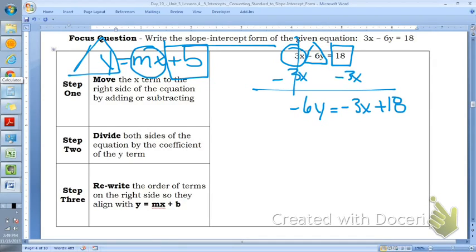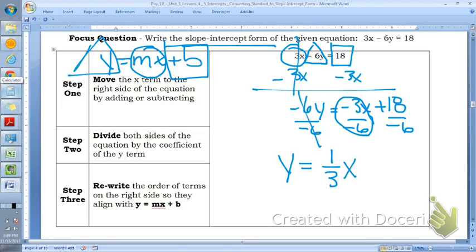Now I still need to get y all by itself. That negative 6 is beside my y, so I have to divide everything by negative 6. The negative 6's cancel out, and you're left with y is equal to, this will create a fraction right here that you always will need to reduce. Negative 3 over negative 6, and negative over negative is a positive, 1/2 x.